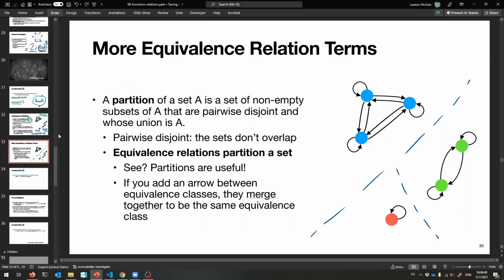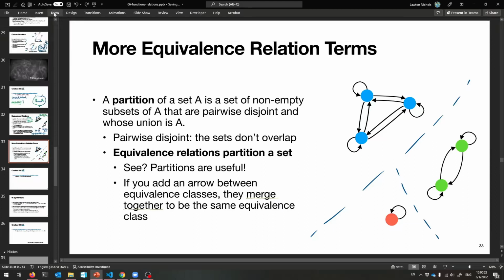So a partition of a set is a set of non-empty subsets that are pairwise disjoint, so they don't share any elements, and whose union is the whole thing. Okay? Pairwise disjoint just means they don't share any elements, the sets don't overlap. And equivalence relations actually partition a set. So for every partitioning of a set that we learned about before, there is secretly an equivalence relation for that partition, okay? For that partitioning scheme.